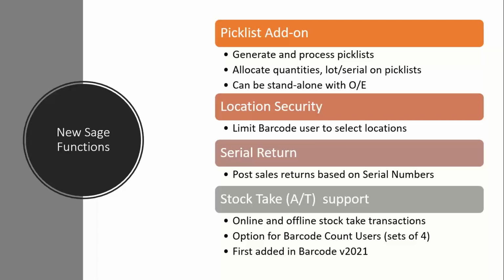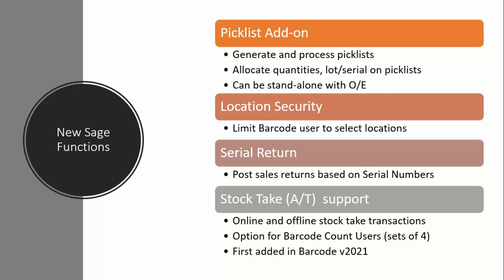And the next feature there is what we call serial return. So this is very relevant to clients who handle a lot of serialized items. So rather than selecting the invoice to be returned, what we now allow them to do is actually just scan the serial number and the barcode module can look for the matching invoice and post against it. So it's a much simpler way of dealing with our RMA, right?